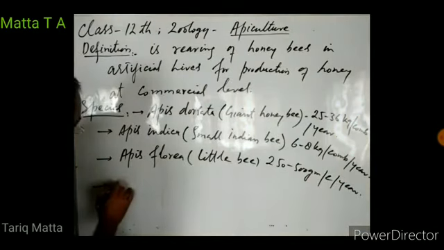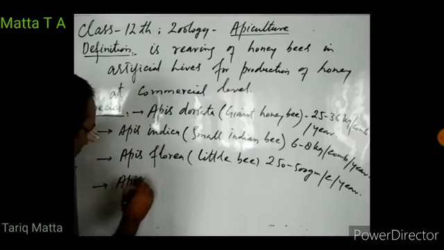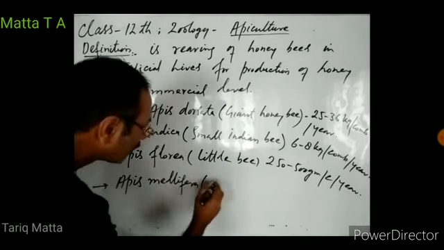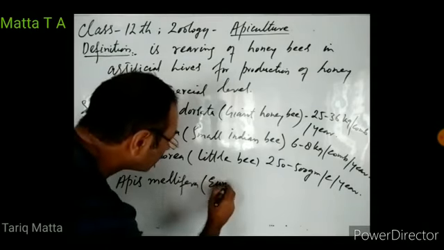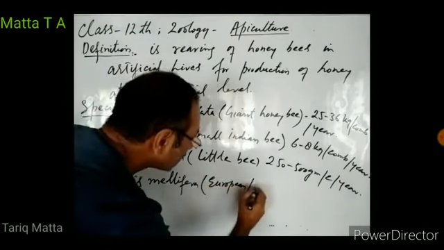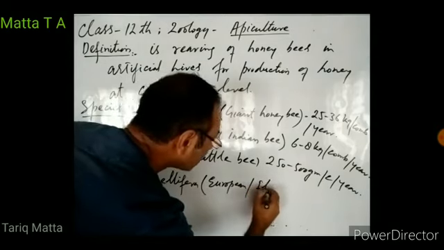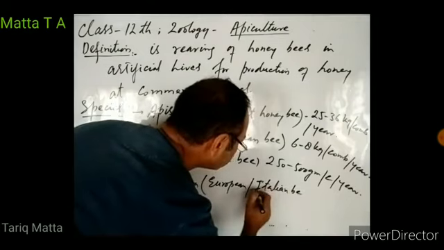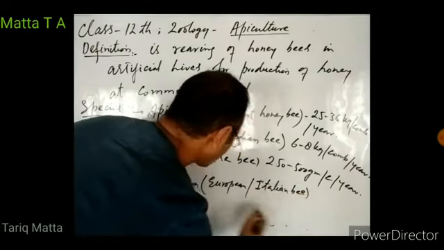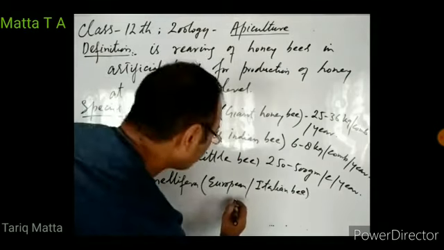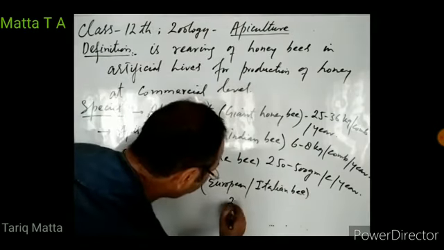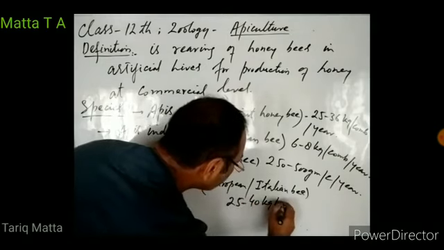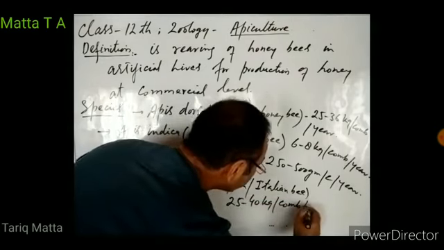Then we have got Apis mellifera, commonly known as the European or Italian bee. It gives a yield of 25 to 40 kilograms per comb per year.